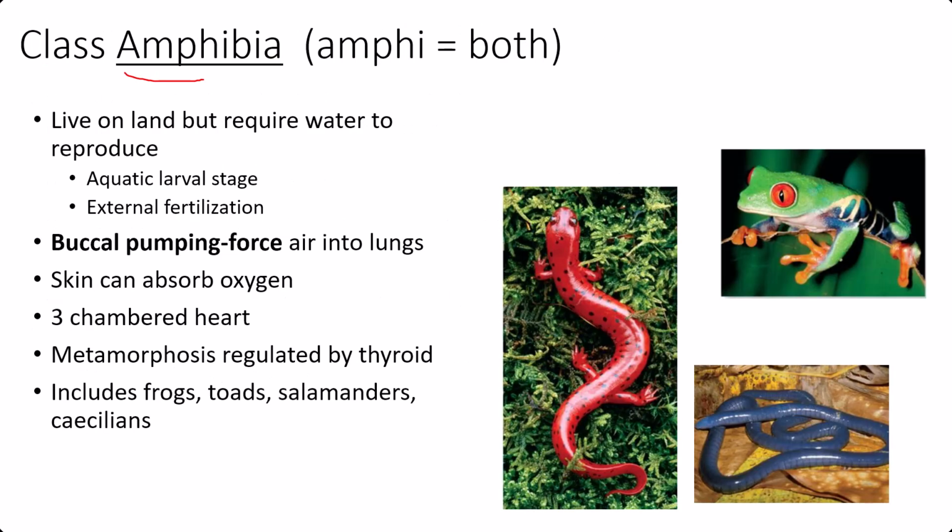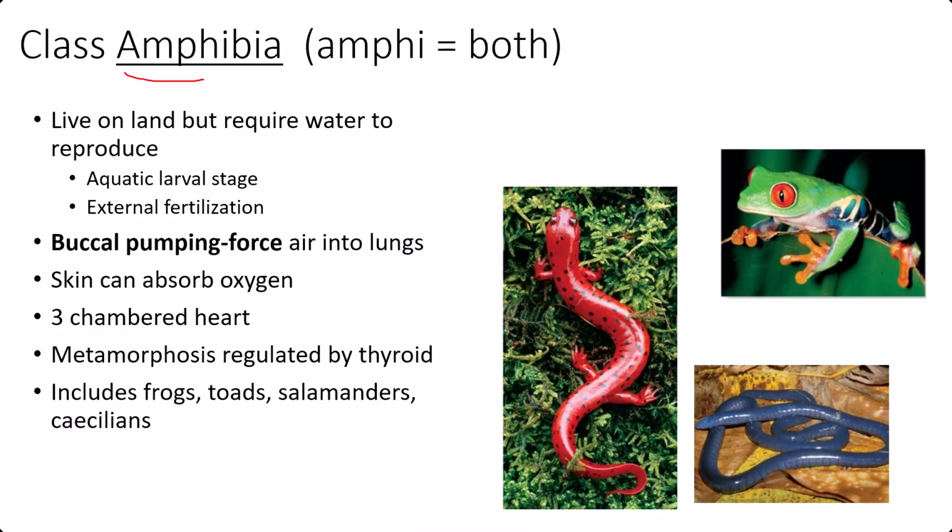So the amphibians, amphi means both. So that's talking about their life cycle where they live on land but require water to reproduce. They have an aquatic larval stage and external fertilization. So females are going to lay their eggs in water where they will be fertilized by sperm that's also released into water. They do something called buccal pumping where they open their mouth and that draws air into their mouth, and then they close their mouth and that forces air into their lungs.